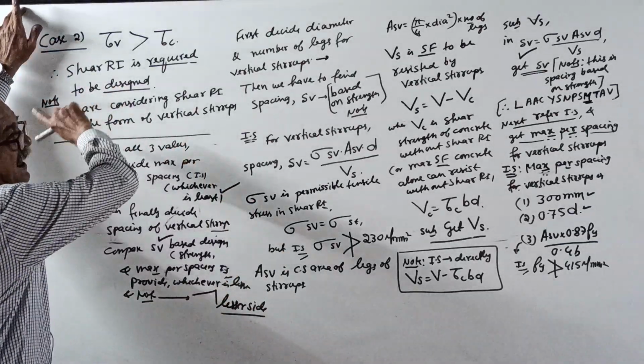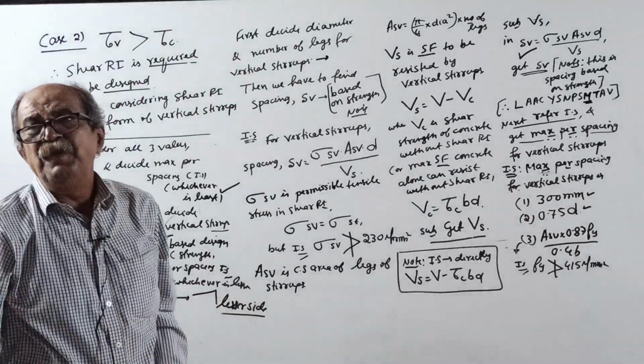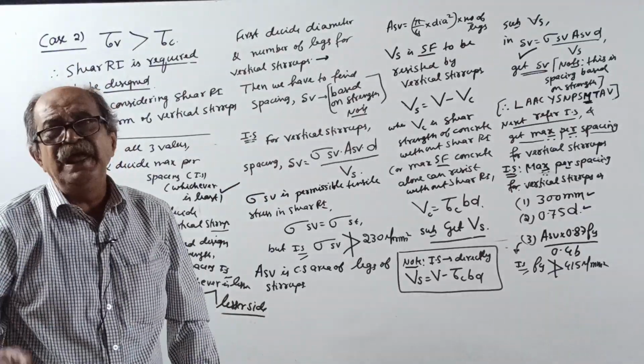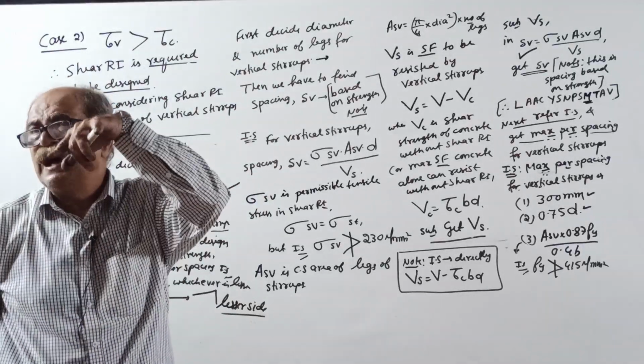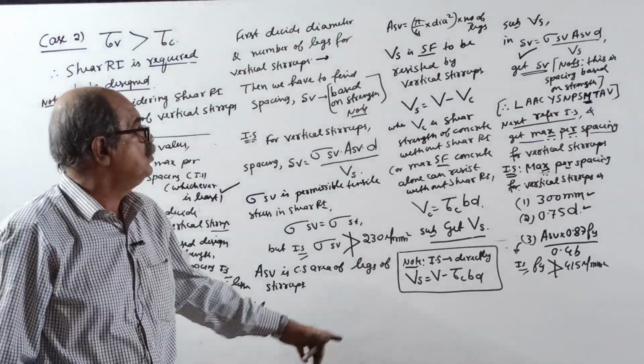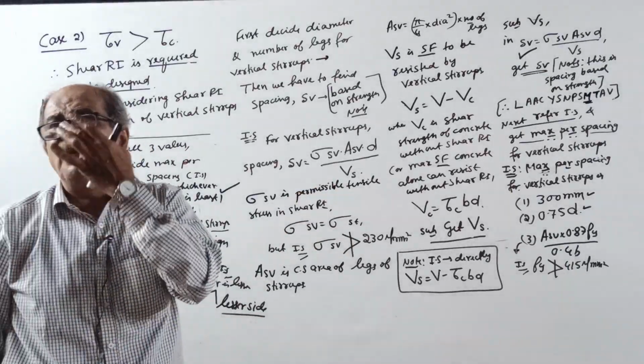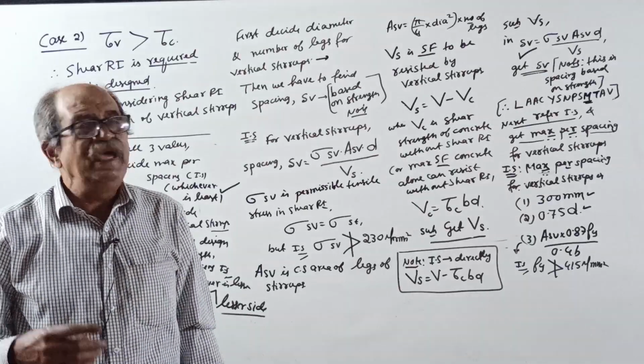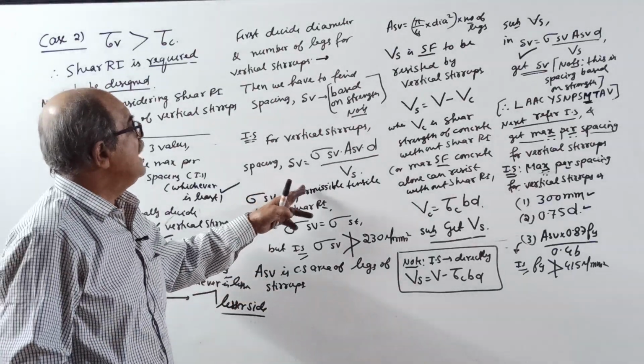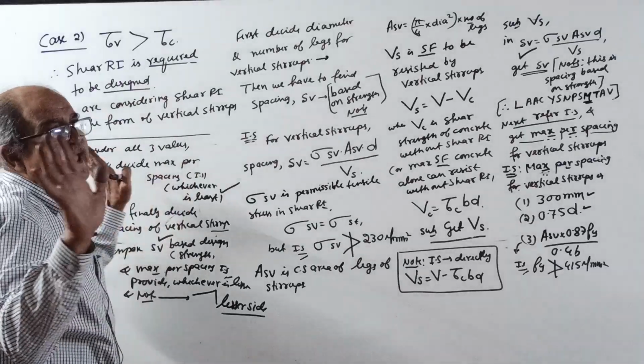Now, correctly go through the procedure, make a full fair copy, and be ready for the example coming up in the next class. That is part 2. This is part 1 for design of shear reinforcement by working stress method. When you go to limit state method, this much I will not explain.